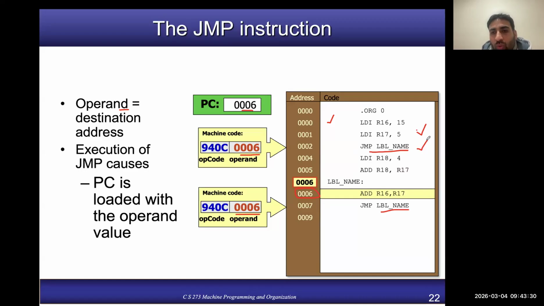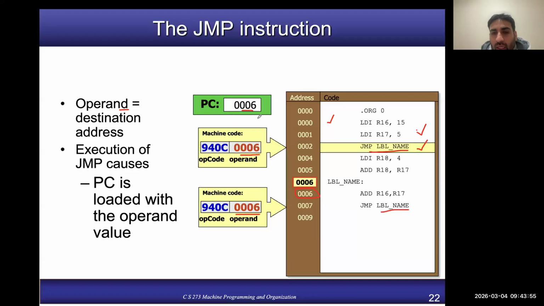Remember, after 2, we were expecting that the PC is incremented. In normal sequential execution, after PC is equal to 2, in the next iteration the PC, or next instruction, is equal to 3. But here, since we executed the jump instruction, the operand is copied into the program counter.